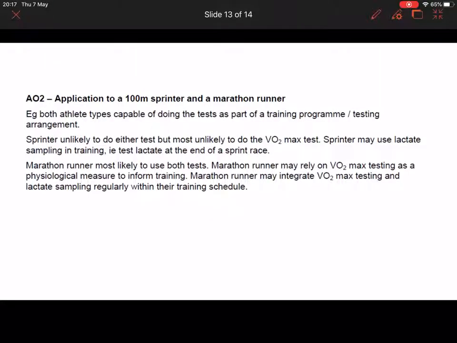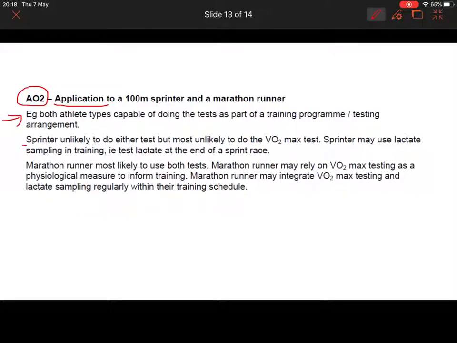Right, so if we look at the AO2 now, and I'll change it to red. Now what we're looking at is the application, okay? So the first thing is what I was saying there. Both athletes, both the 100 metre sprinter and the marathon runner, could do both tests as part of a training program or just as part of testing, okay? So they both could do it. But then we look at each different paragraph, okay?